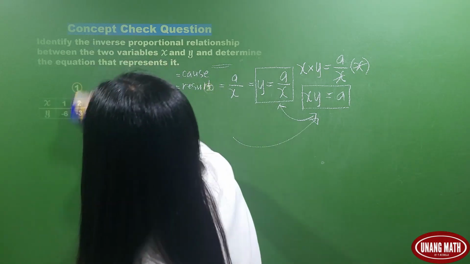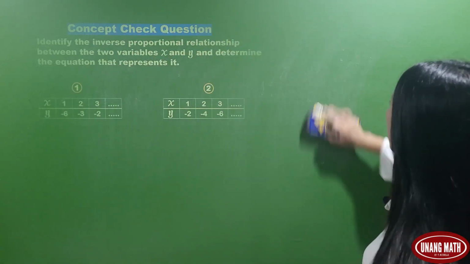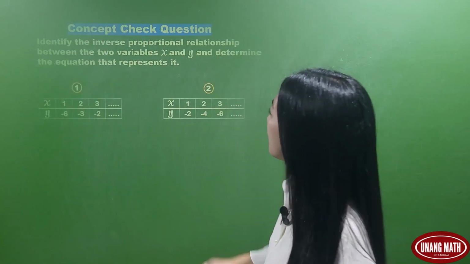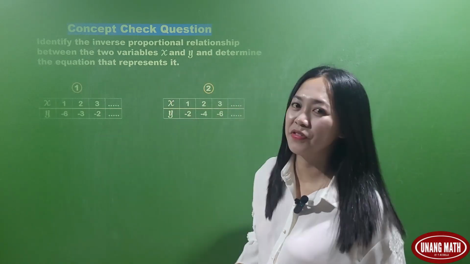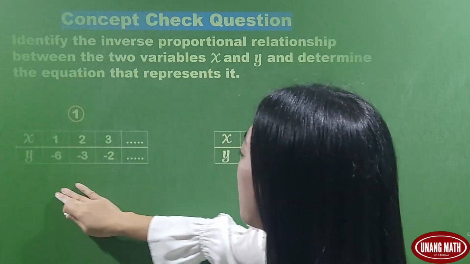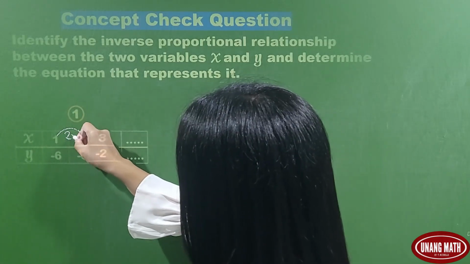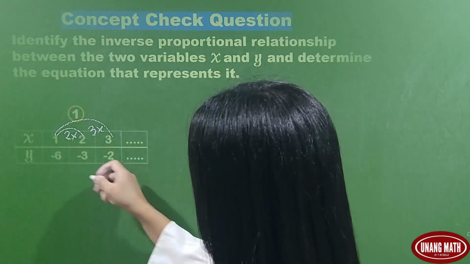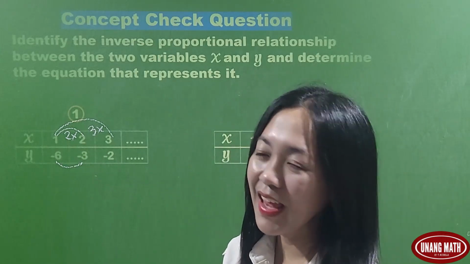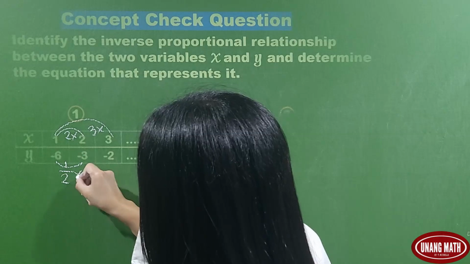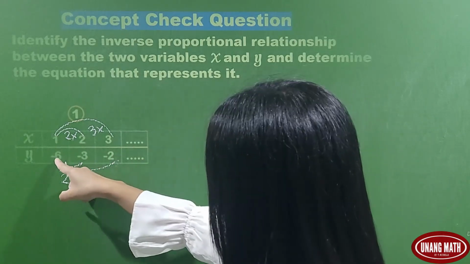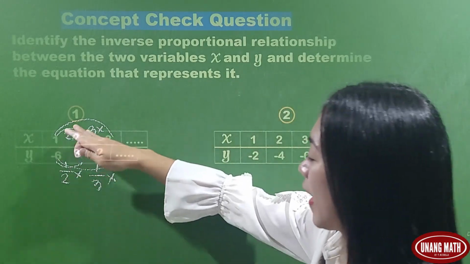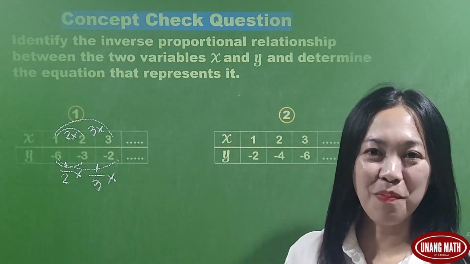This time, let's answer this concept check question. We will identify the inverse proportional relationship between the two variables x and y and determine the equation that represents it. Let's take a look at this first table. From 1 to 2, that means 2 times. From 1 to 3, this is 3 times. What about this quantity? From negative 6 to negative 3, that is 1/2 times. From negative 6 to negative 2, that is 1 over 3 times. It means that x and y are inversely proportional.